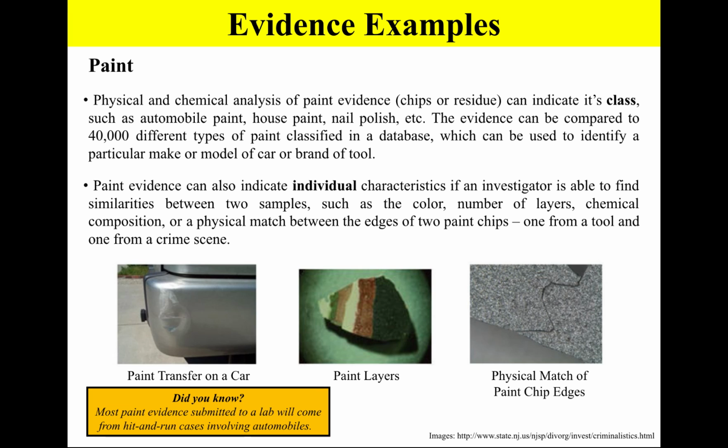You can also indicate the individual characteristics of paint evidence. If an investigator is able to find similarities between two samples, such as the color, the number of layers, chemical composition, or maybe a physical match between two edges of where the paint has chipped off, or maybe from a tool from one crime scene to the suspect, that will provide a link between the suspect and the crime scene. Most of the paint evidence that is analyzed comes from hit and run cases, whenever a driver hits another car or a person and then leaves the crime scene.